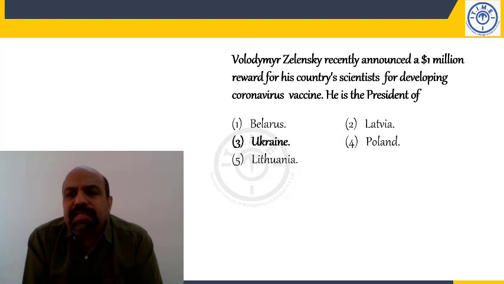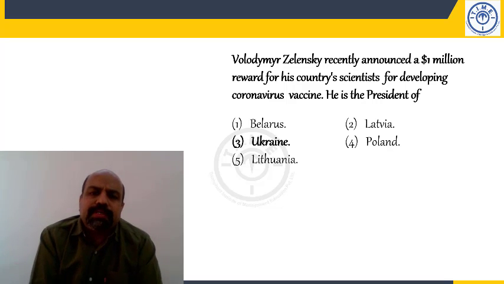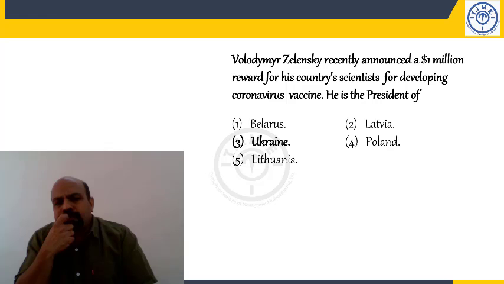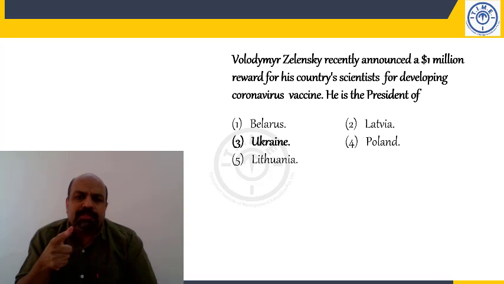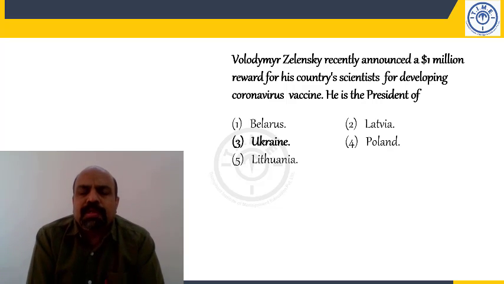Volodymyr Zelensky recently announced a $1 million reward for his country's scientists for developing coronavirus vaccine. He is the president of Ukraine. You know what, guys? I think we have taken notes on each of these countries, but let's write and do a revision once more.